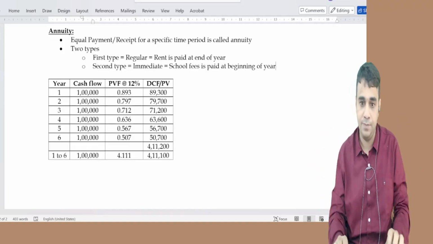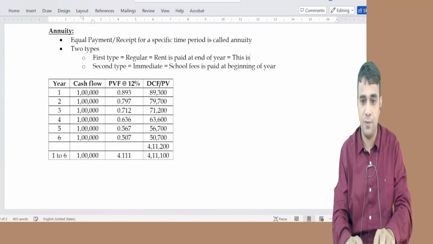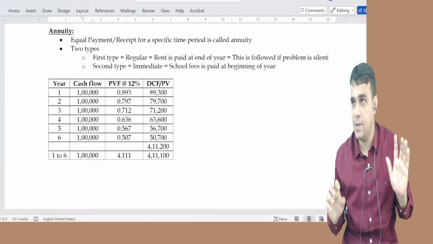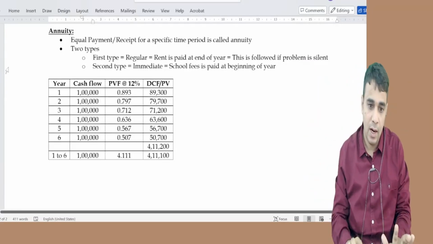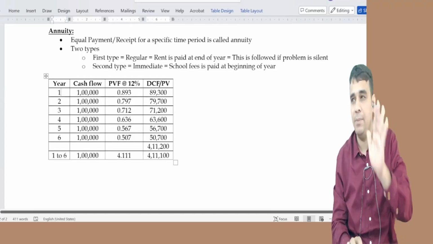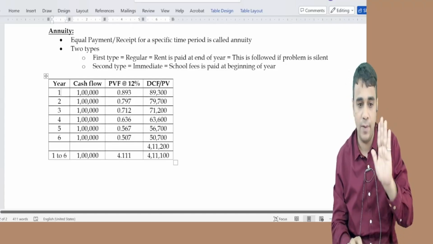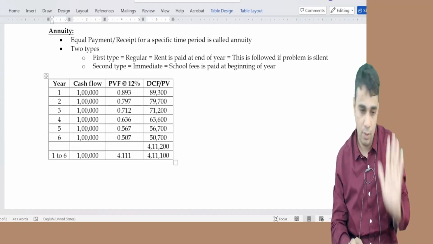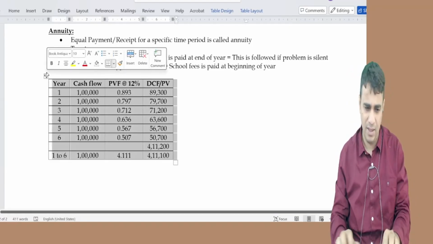Any doubts in this? This is followed if the problem is silent. Any doubts till this? And this example is called regular example. What happens in immediate and all, I'll explain later. Not sure whether we'll touch it today or maybe in tomorrow's session. Any doubts till this first? Clear? Okay, same requirement.